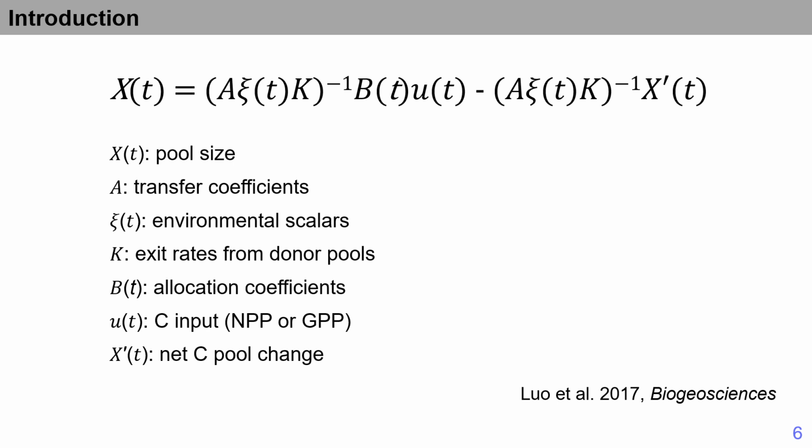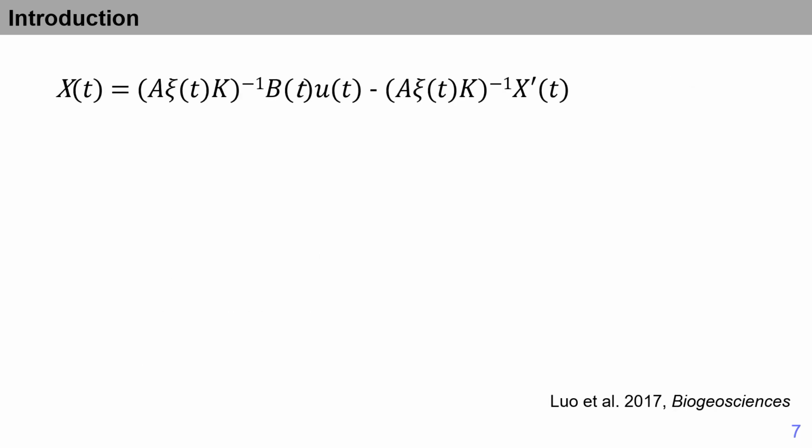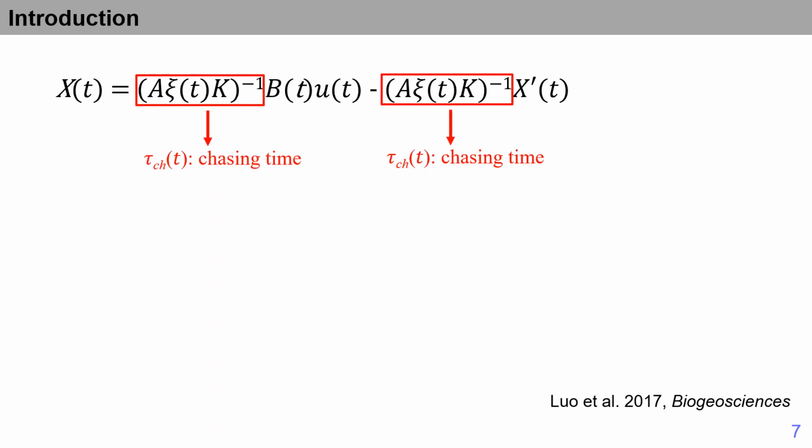This is the original equation on which the transient traceability is based. As you have seen this equation a few times in earlier presentations, I'm not repeating it again. In this equation, the combination of inverse A, K, and K is named as chasing time, which is a matrix of carbon residence time through the network of individual pools. It represents the time scale for the net carbon pool change to be redistributed in the network.